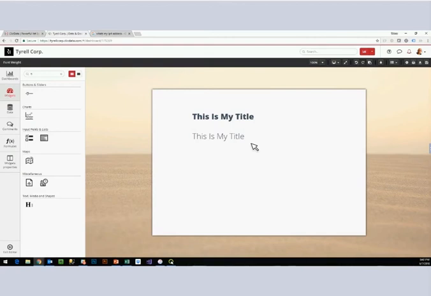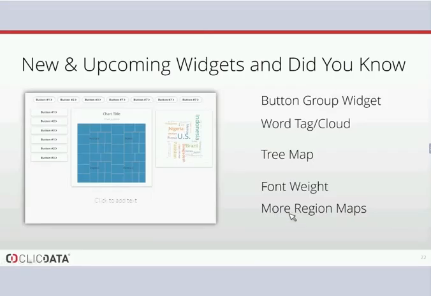So in conjunction with the font styles that we have, this creates quite a wide variety of different styles that you can use. I'm just going to check my list here, and oh yes, I talk about more region maps. We did add another 10 different region maps. We have some new regions in the U.S., some cities.